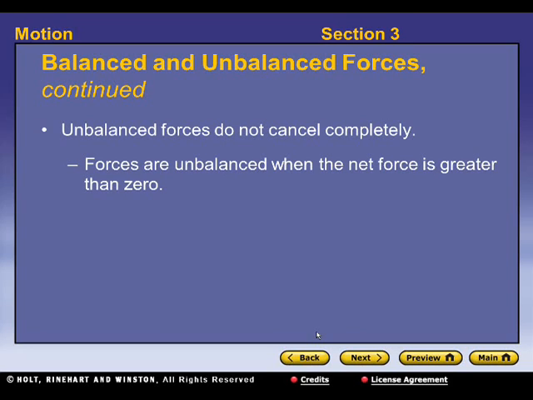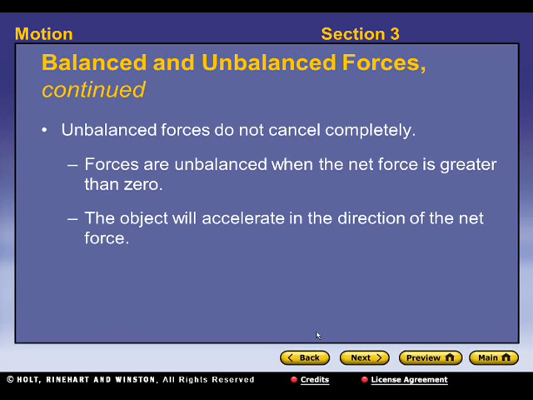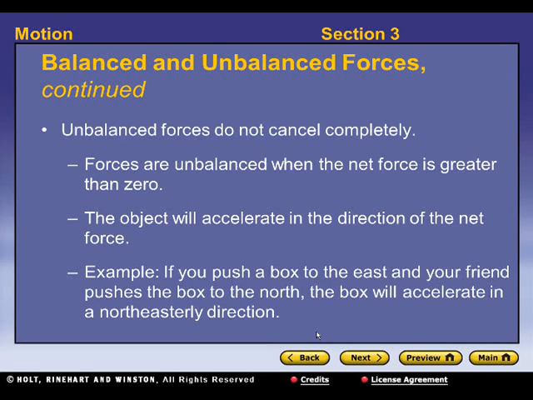So when forces are unbalanced, when the net force is greater than zero, the object will accelerate in that direction, just like if somebody's pushing you in that roller chair. And it gives an example here.